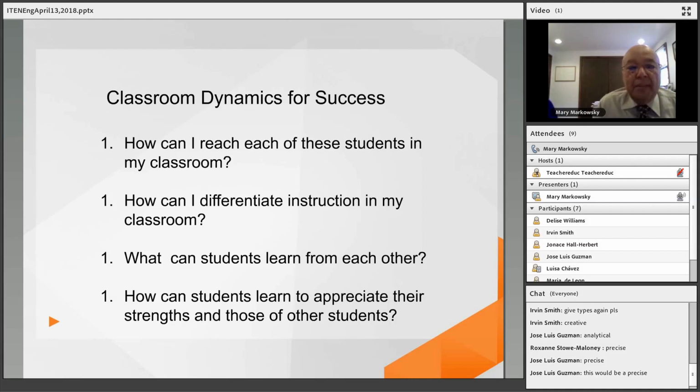Okay, classroom dynamics for success. The question here is, how can I reach each of these students in my classroom? How can I differentiate instruction in my classroom? What can students learn from each other? And how can students learn to appreciate their strengths and those of other students?